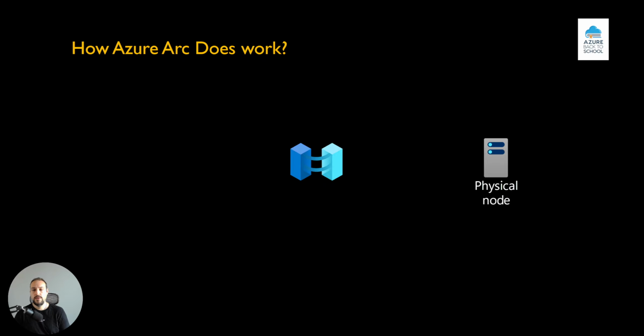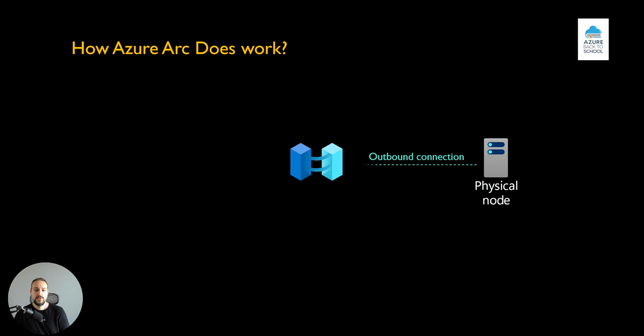So, how does Azure Arc work? To use Azure Arc, you need to install the Azure Arc agent on your resources, which communicates with the Azure control plane. The agent collects the necessary metadata about your resources and sends it to Azure. The agent also receives commands from Azure and executes them on your resources.